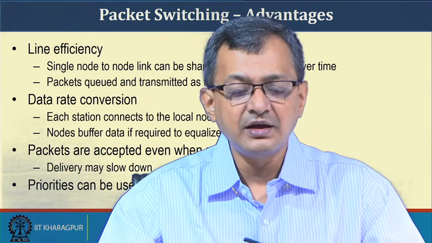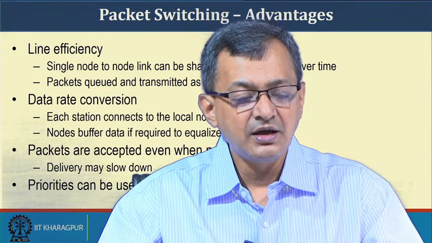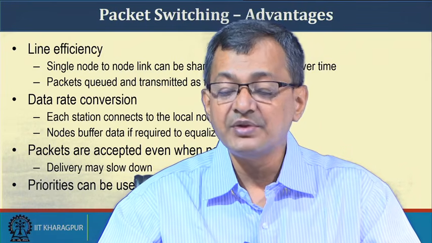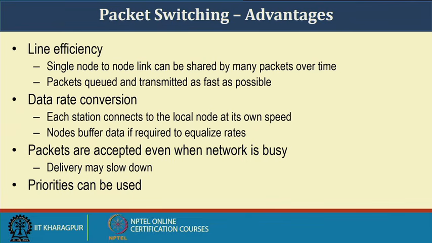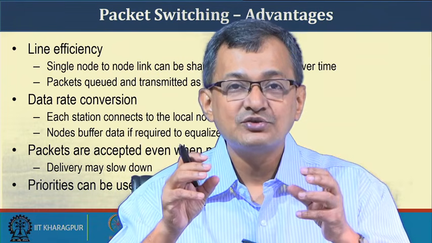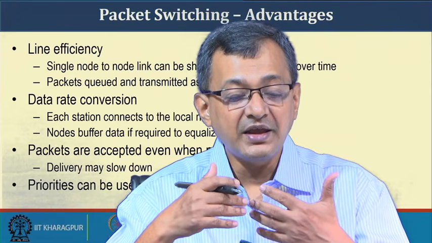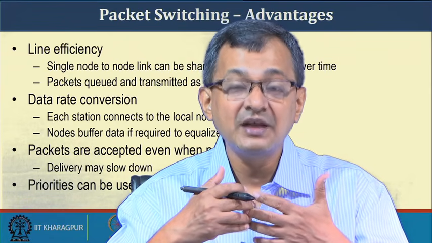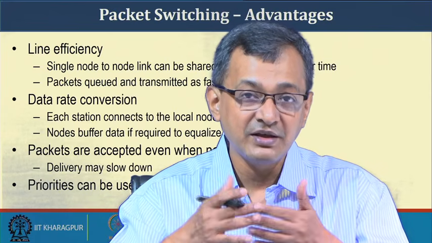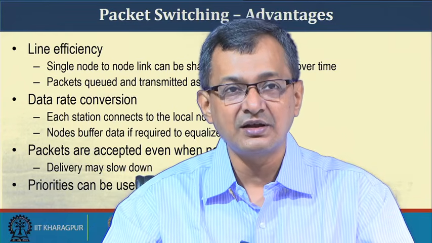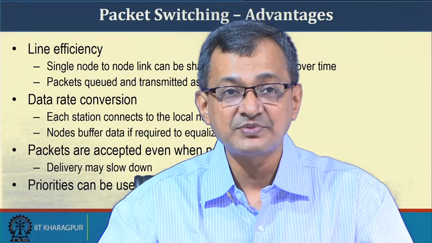There are advantages. First of all, line efficiency: a single node to node link can be shared by many packets over time, because now there is no dedicated path, I have small packets. So the single node to node edge can be shared by different packets. Packets are queued and transmitted as fast as possible. Everywhere we are receiving, storing and forwarding, so it is queued and passed to the next hop as fast as possible.